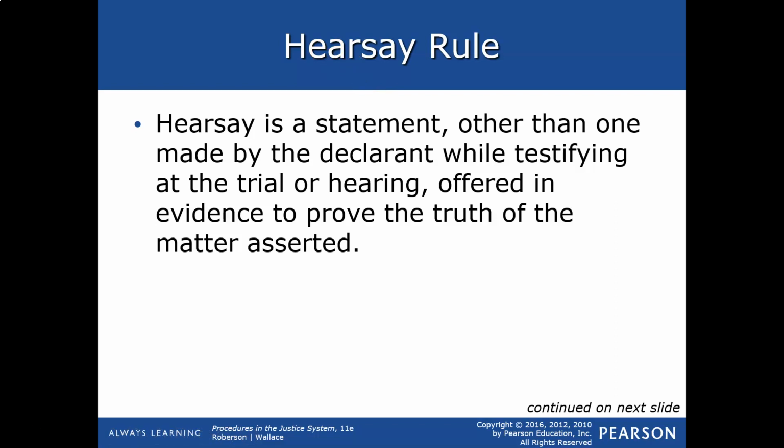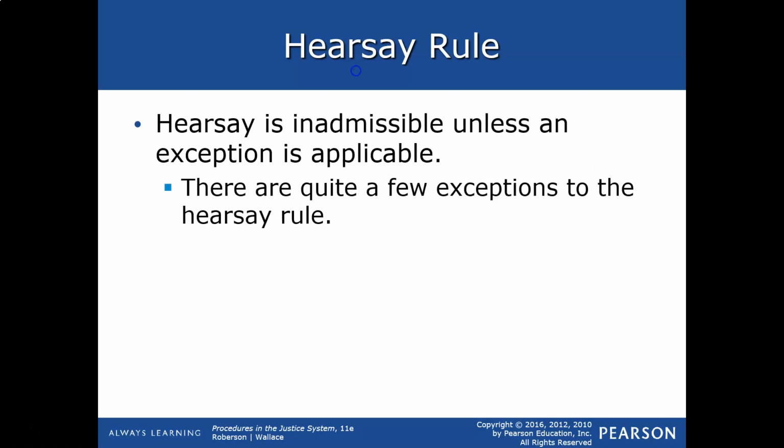So basically, this is when another person is coming to testify about what they heard somebody else say. Oh, I hate this chapter because it's really hard to explain. But hearsay is inadmissible unless there's an exception. And like I said, there's more than 30 exceptions to the hearsay rule. So why even have a rule if there are 30 exceptions to it? I don't know. That's why I'm not a lawyer.